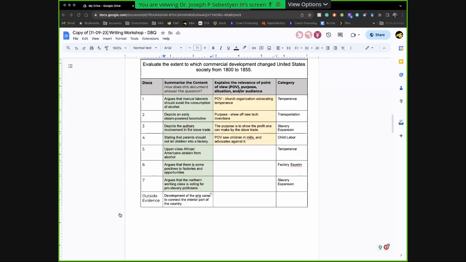How did the commercial development change United States society? It shifted it from more of an agrarian society to more of an industrial one. Which commercial development changed U.S. society? Yes, it did. More industrial one, but do we want to talk about any of these documents here in terms of grouping them? In terms of industrial, I would talk about probably 4 and 6, probably.